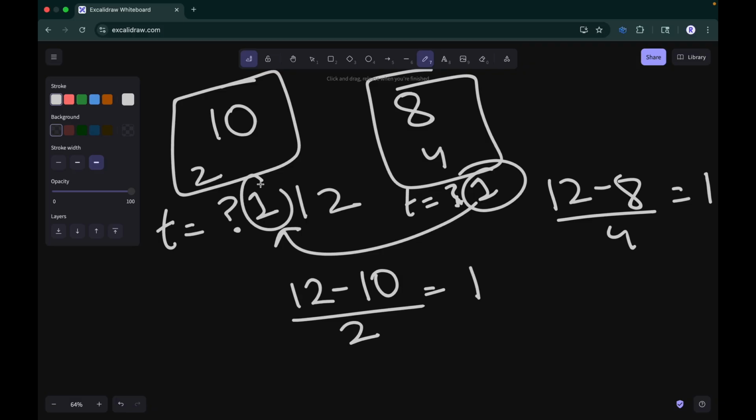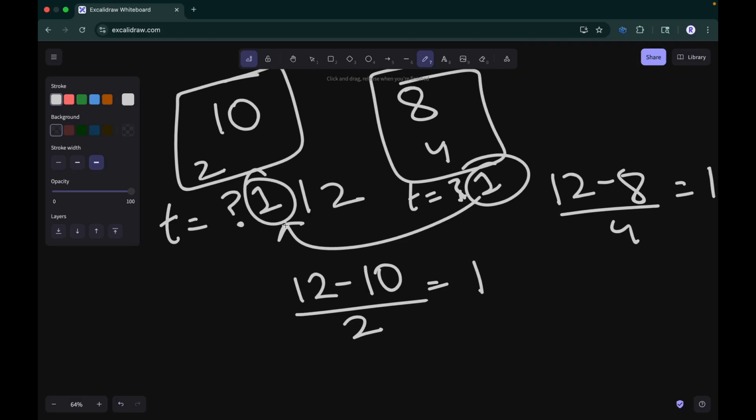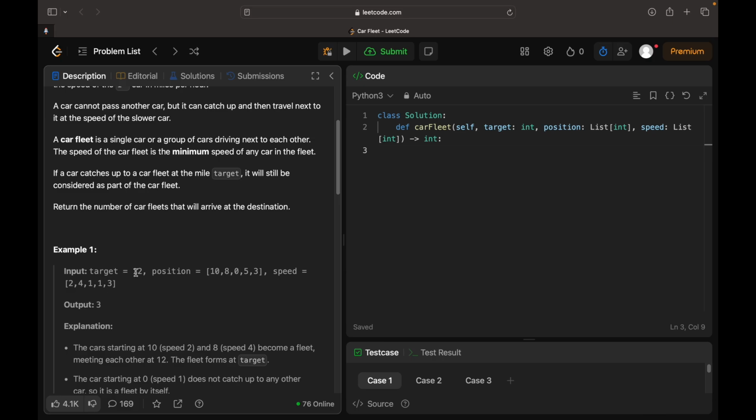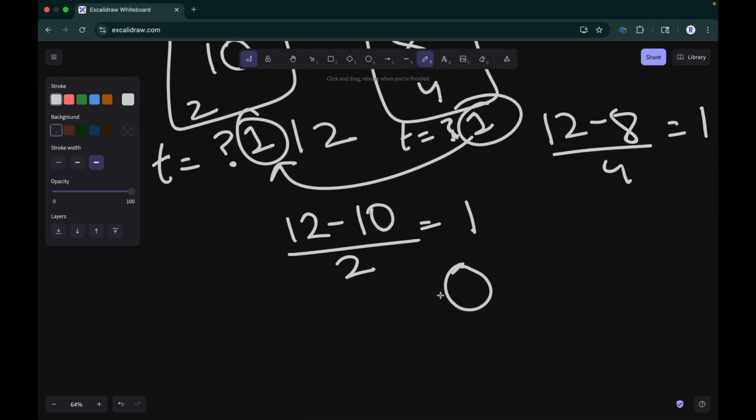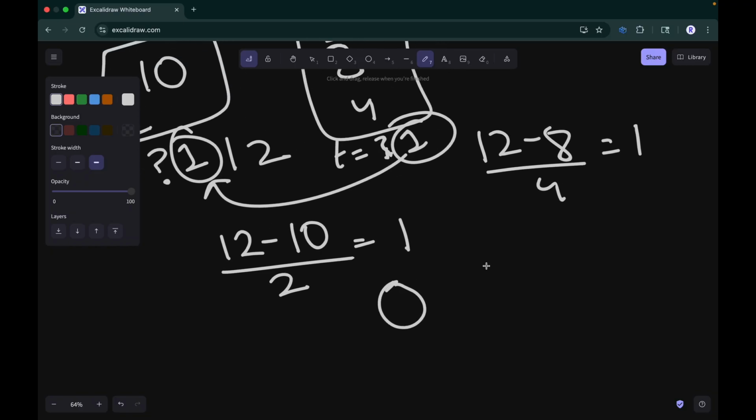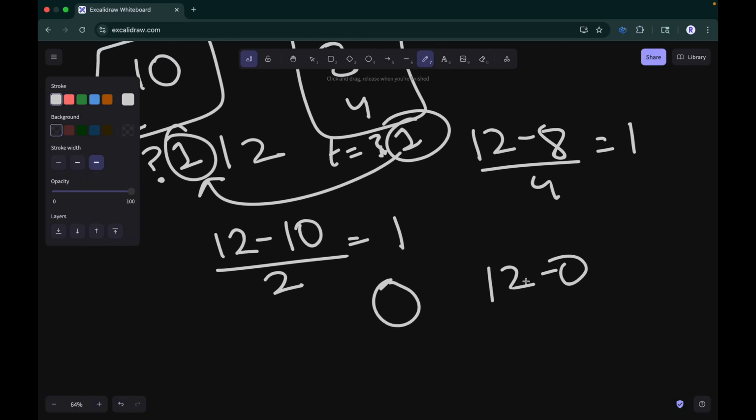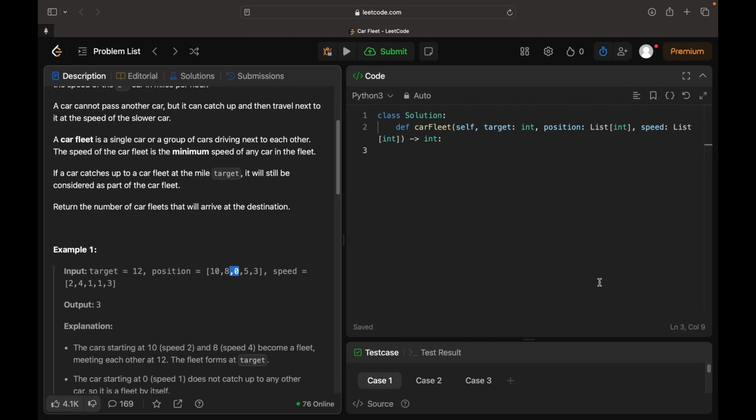So that means they are in the same fleet. For the car at position 0, the initial position is 0 and it's traveling at 1 km per hour. So 12 minus 0 divided by 1, so it's going to take 12 hours. No other car is going to reach at 12.